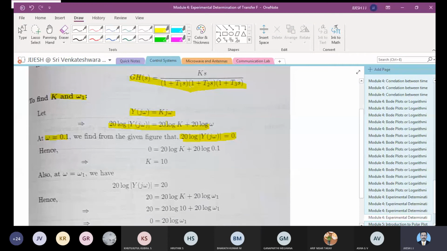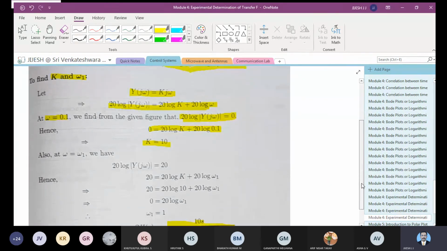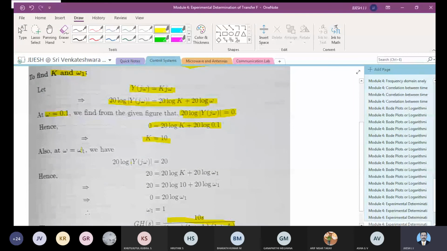So I substituted 0. After substituting, 20 log of K plus 20 log of omega is equal to 0. Omega value is 0.1. I substituted omega value as 0.1. So 20 log of K plus 20 log of 0.1 is equal to 0. From this I can calculate the value of K. K will be 10. After finding out the value of K, the next step is to find out the omega value.